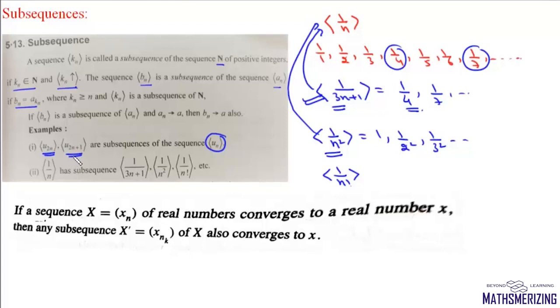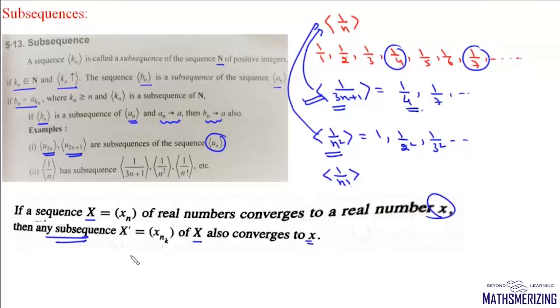Now the result which is important here is, if bn is a subsequence of an, then if an converges to a, then bn, it also converges to same limit a. In other words, we can say if a sequence x of real numbers converges to a real number x, then any subsequence of x will also converge to the same limit x.